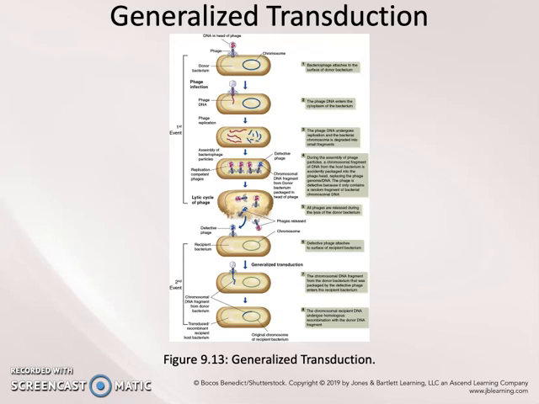The second means of genetic recombination is transduction. Transduction is when a bacteriophage, a viral particle that infects bacteria, accidentally incorporates part of the host cell chromosome into a viral particle. When that viral particle is released, it incorporates the original host cell's DNA into the new bacterial cell. Here is a picture of that generalized transduction process.